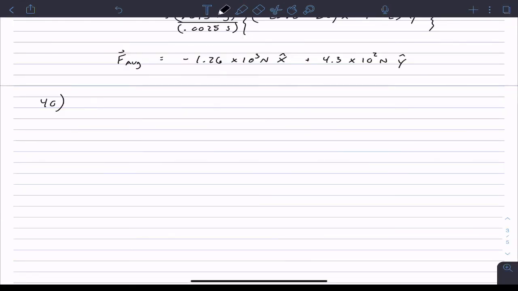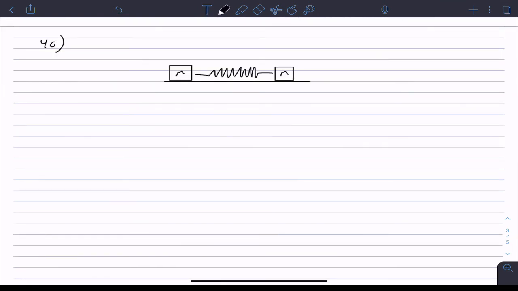Problem number 40 on page 302. Okay, we're given a setup where we have 2 carts on a horizontal table, and we have a spring. They're both pushed against the spring this way, so the spring is compressed and it's going to be released, and they're going to go sailing off in opposite directions. Part A says, what is the net external force on the 2-cart spring system?